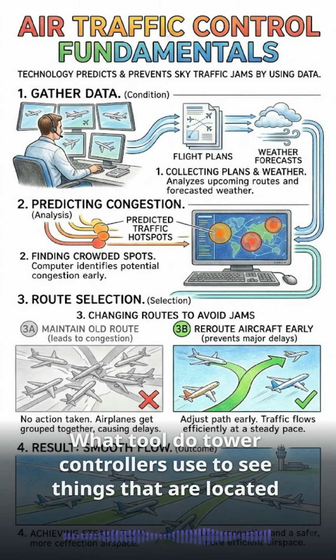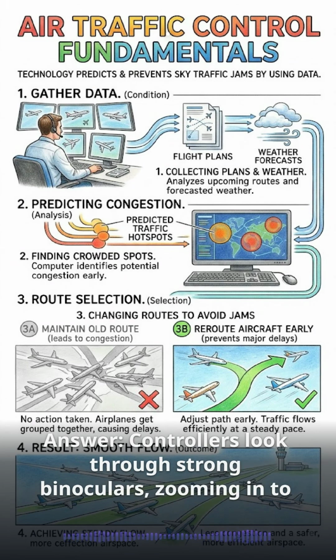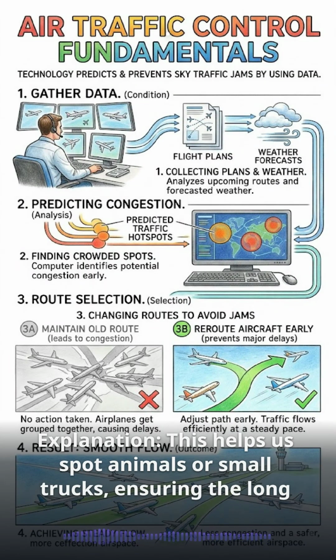36. What tool do tower controllers use to see things that are located very far away today? Controllers look through strong binoculars, zooming in to check the active runway surface for any hidden dangers. This helps us spot animals or small trucks, ensuring the long concrete path is clear for landing.